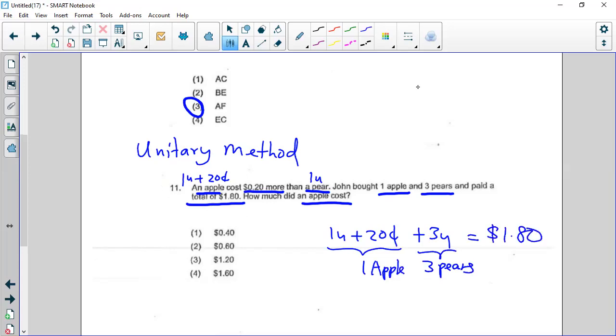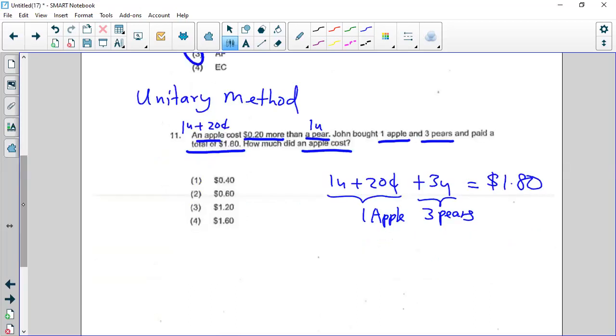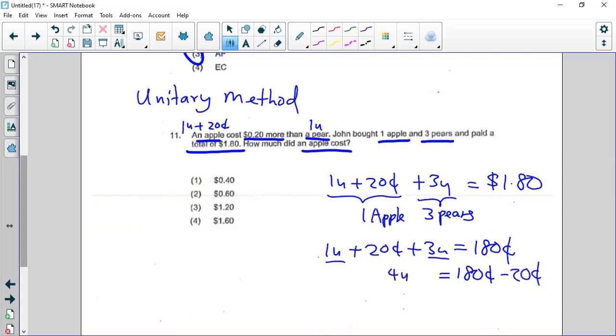Okay, got it? All right, so I'm going to write a bit nicer. So 1 unit plus 20 cents plus 3 unit, change the dollars and cents into cents also. You have to make sure that before you plus and minus, everything must be the same unit. Must be all cents. You cannot minus something that's different. Then you have 1 unit plus 3 unit, 4 unit. So 4 unit will be how much? 180 cents minus 20 cents, and you will get 160 cents.